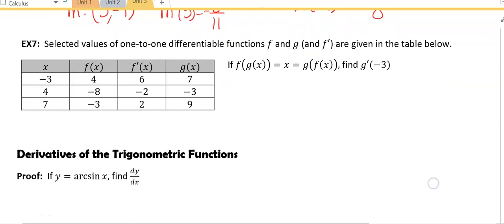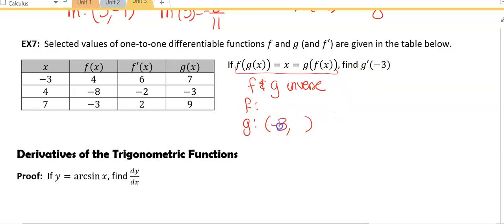All right, example 7. Selected values of one-to-one differentiable functions f and g, and f prime as well, are given in the table below. What that tells me is f and g are inverse functions, and we have to find g prime of negative 3. Notice that g prime is not actually in the table, so we're going to have to use f prime somehow. So let's go back and find our information. I do know that negative 3 is an input for g, which means it would have been an output for f. There are a couple of ways you can do this. If I look at the input for g, that's x being negative 3, then the 7 is the output.